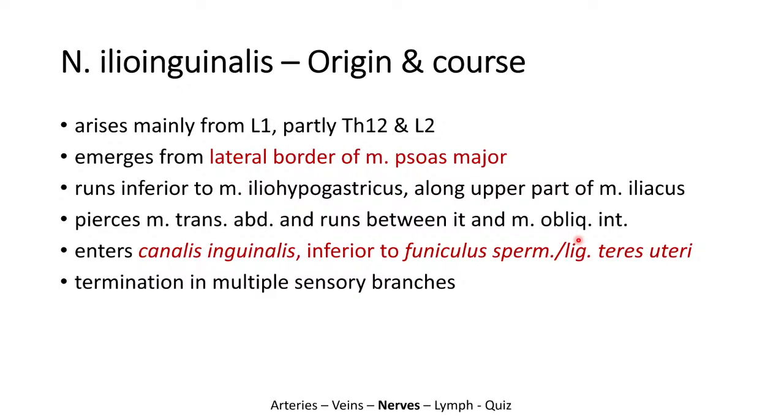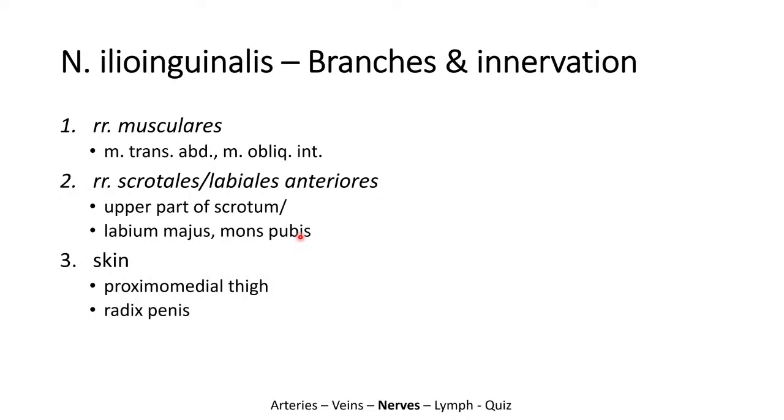So funiculus spermaticus is the spermatic cord or the round ligament of the uterus, and the nerve will terminate in multiple sensory branches to supply the root of the penis and also the proximal medial thigh region, as well as the ramus scrotalis, for the scrotum, or the labia majora, and also mons pubis. And just like the iliohypogastric, it will also have some muscular branches that supply both muscles that it runs in between, so musculus transversus abdominis and musculus obliquus internus. That's it for this one.